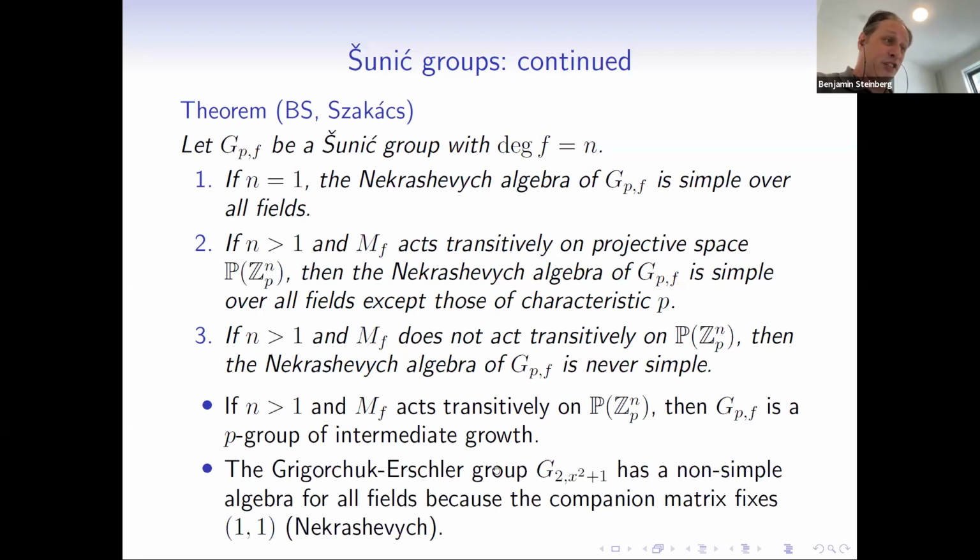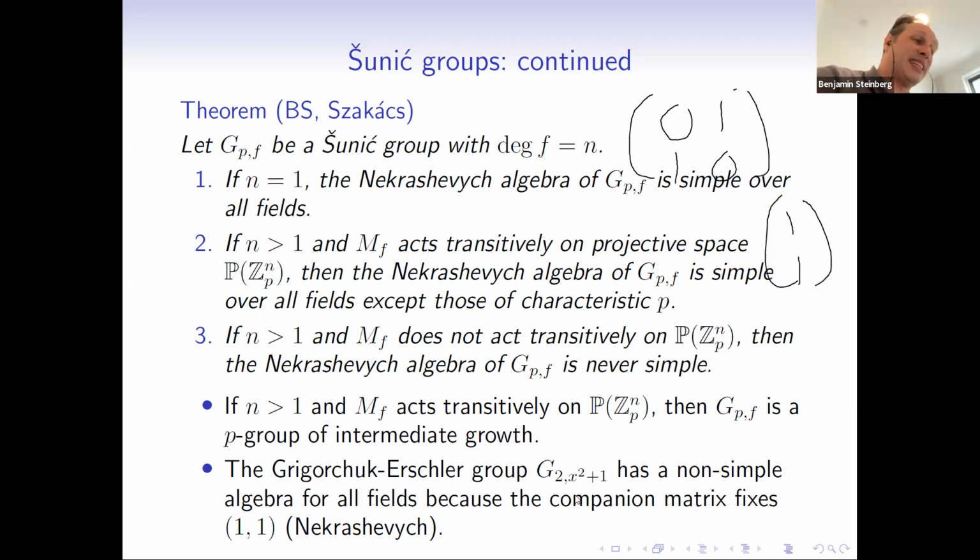On the other hand, for the Grigorchuk-Erschler group, the companion matrix of x squared plus 1 is actually the transposition permutation matrix. And this permutation matrix fixes the vector (1, 1). So it does not act transitively on the lines, and therefore this algebra is never simple. This was already observed by Nekrashevych. We independently, or maybe Nora independently, observed this before we found out from Enrique that Nekrashevych already knew this.